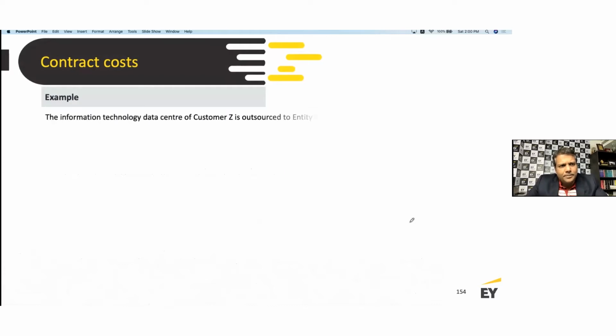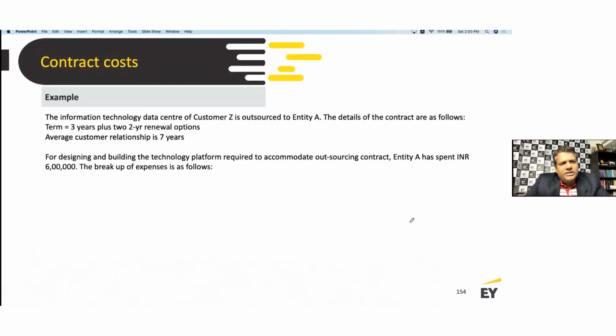Let's take an example. The information technology data center of customer Z is outsourced to entity A. The details of the contract are as follows. Term is 3 years plus a 2-year renewal option. Average customer relationship in this case is 7 years.